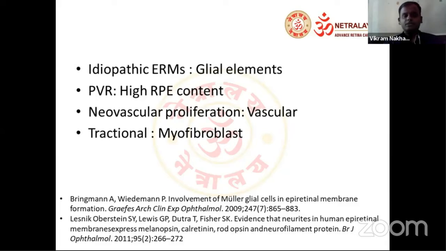Similarly, ERMs that develop in response to neovascular proliferation may have a large vascular component. More advanced ERMs have a contractile element that exerts traction on the underlying retina and distorts the retinal vasculature. In these membranes, a higher content of myofibroblasts is observed.